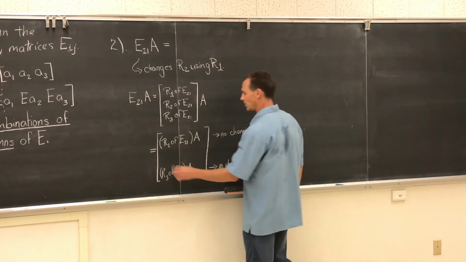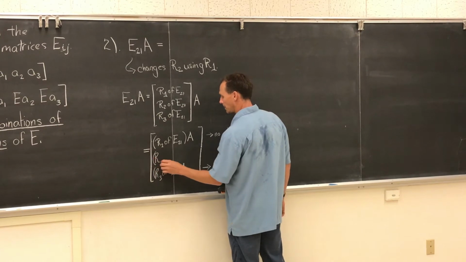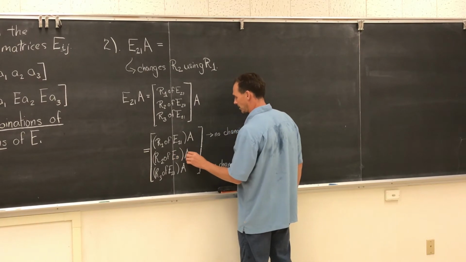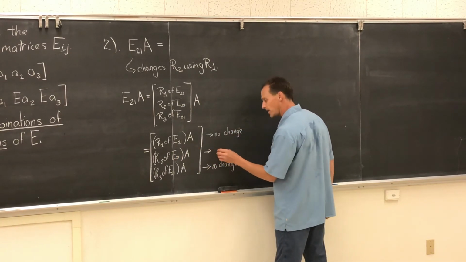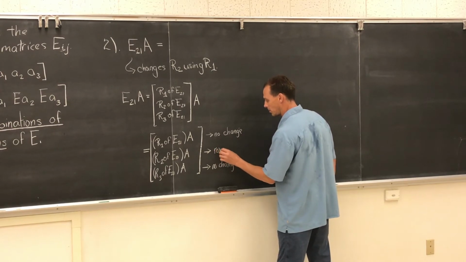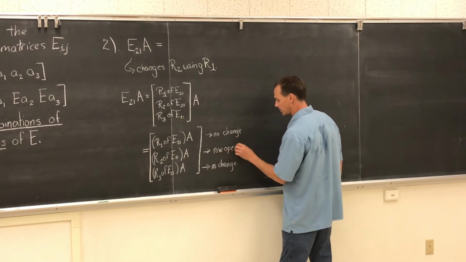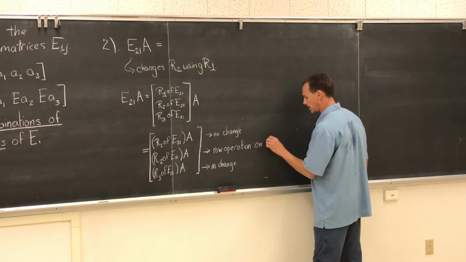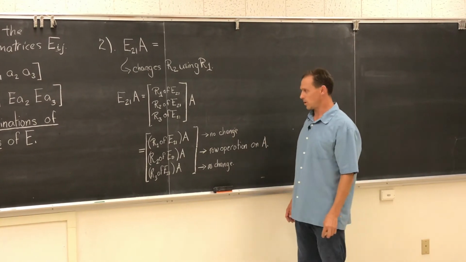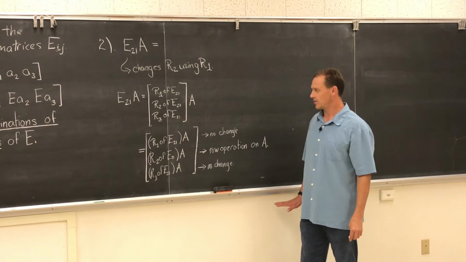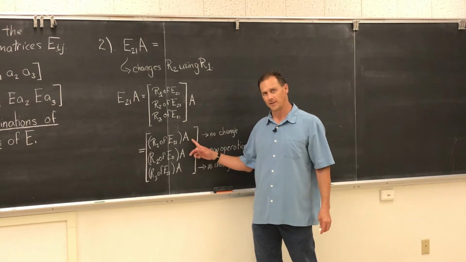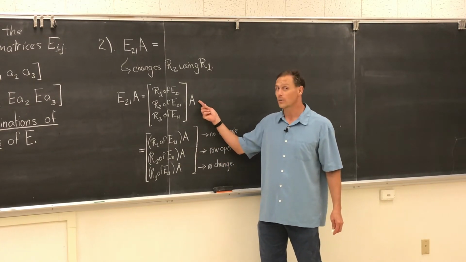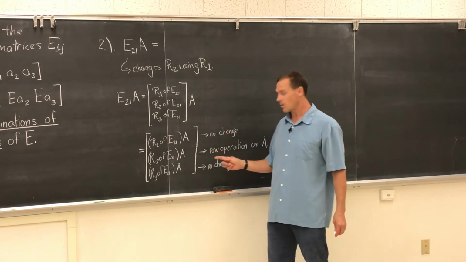But now what happens when you take row 2 of E21 times A? Well, this was a row operation on A. And so, wait a minute, what's happening here? Now what are we doing? We're making linear combinations now of the rows of A. That's what a row operation is.